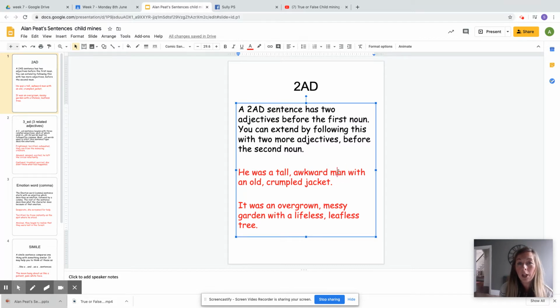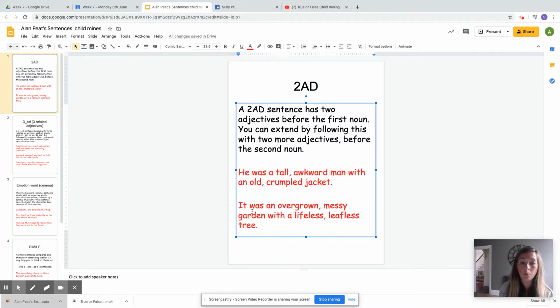But what you might want to do now is to extend this by ensuring that you actually now have two more adjectives separated by a comma before another noun. So here it is, he was a tall, awkward man, that's one 2AD sentence, with an old, crumpled jacket. Well, old and crumpled are your adjectives, and jacket is your noun, so that's another 2AD sentence.